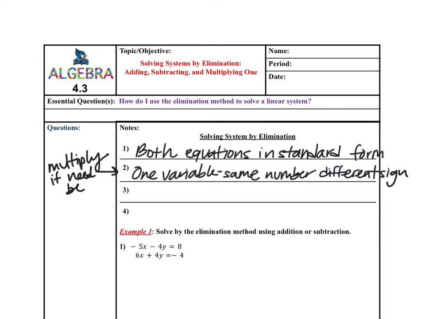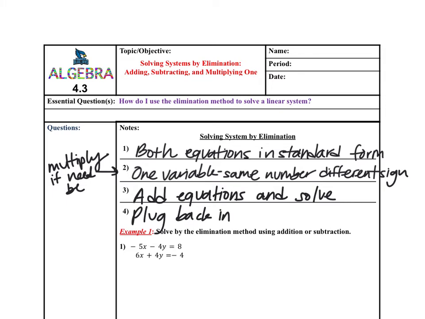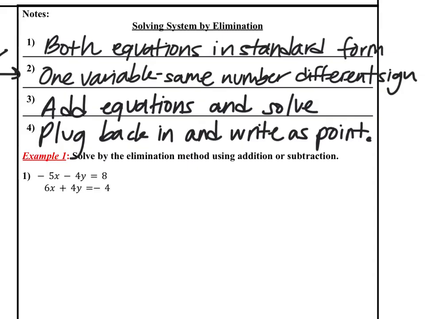And then we're going to add our equations together to get the first variable. And then plug back in for the other variable and write as a point. Okay, make sure you get that down. Let's look at this first example.